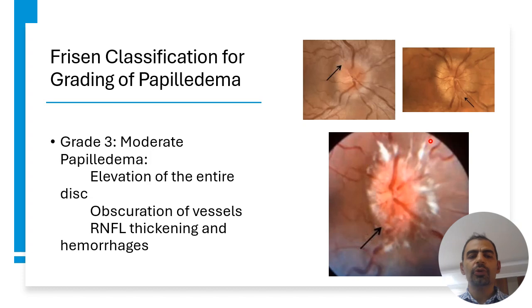In grade 3, or what we call moderate papilledema, there is elevation of the entire disc and there is obscuration of the blood vessels. So the nerve fiber layer will start to swell and it will obscure the vessels as they pass from the optic disc to the retina. As you can see here, we cannot see the details of the blood vessels because they are obscured by the nerve fiber layer. In addition, there is nerve fiber layer thickening, exudates like those white parts, and hemorrhages in the peripapillary area.